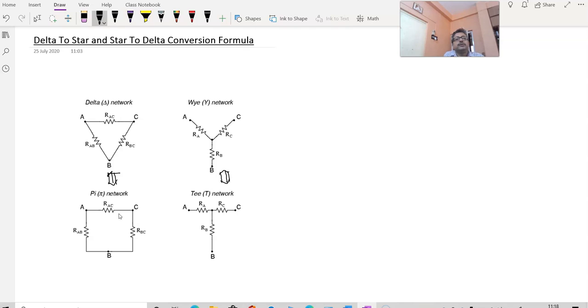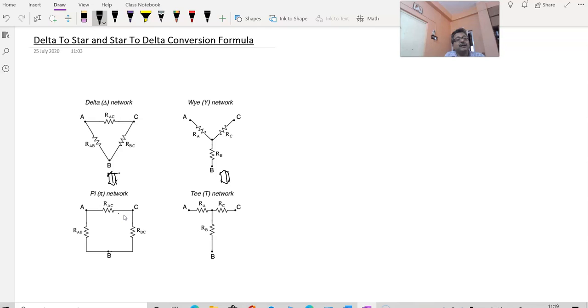Now, this delta network and the star network, can they be compared? If we can compare, then simplifying a circuit containing this kind of loop will be easier. In some problems, we need not use Ohm's law, Kirchhoff's law, Maxwell's cyclic current. All this is not required. Only Ohm's law is required. This is the basic law in solving circuit problems.